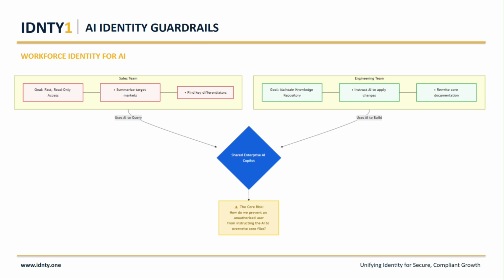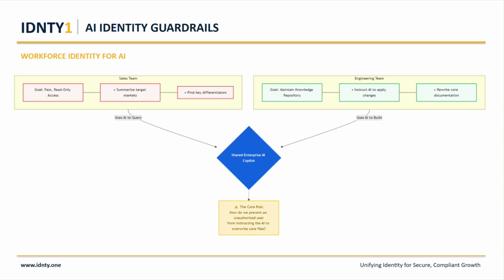On the other hand, you have an engineering team that actively maintains this knowledge repository. They want to be able to instruct the AI to actually apply the change, rewrite documentation, and update core files. What we absolutely cannot have is a situation where an unauthorized user, like somebody from the non-engineering team, accidentally or maliciously instructs the AI to apply a permanent change. We need a way to enforce least privilege without building a completely separate AI tool for every department. This brings us to a solution.